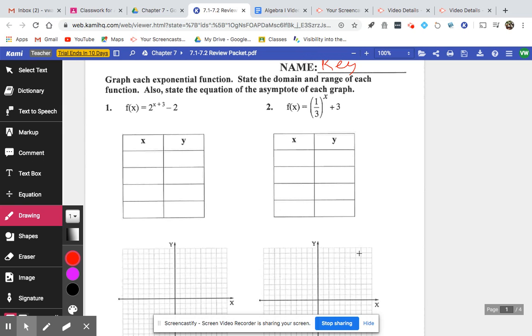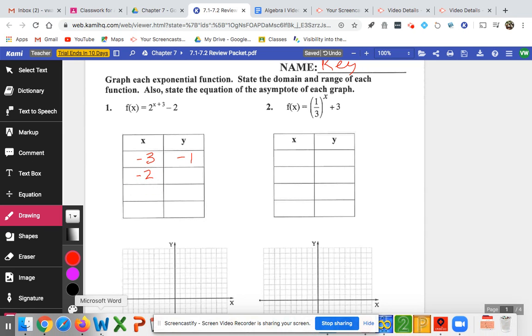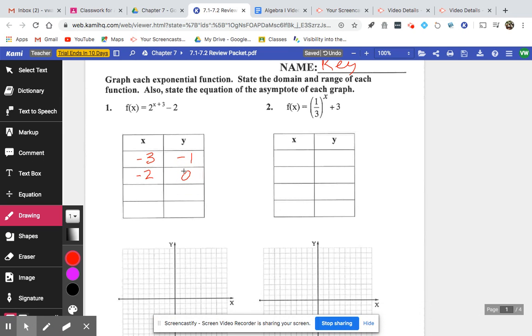So I'm just going to pick some pretty easy numbers. I'm going to start with -3. -3 plus 3 is 0. 2 to the 0 is 1. 1 minus 2, -1. Now I'm going to plug in -2. 2 to the -2 plus 3, that is 2 to the first, which is 2. 2 minus 2, 0. Now let's plug in -1. -1 plus 3 is 2. 2 squared is 4. 4 minus 2 is 2.